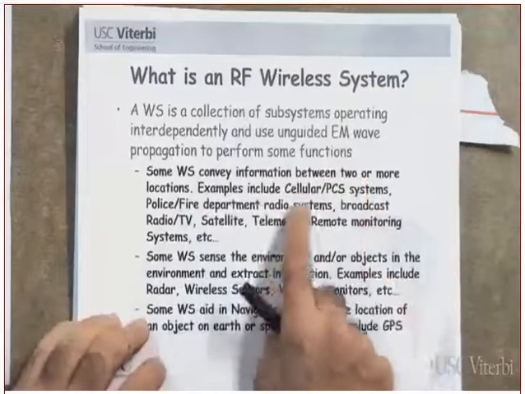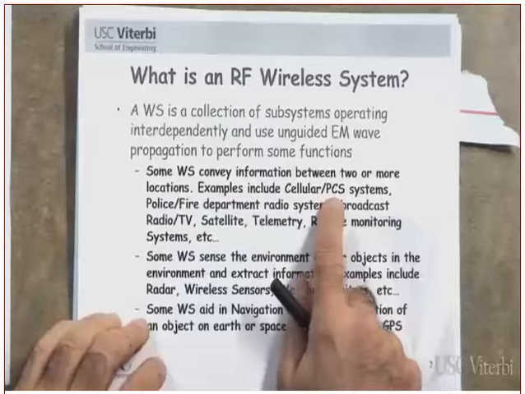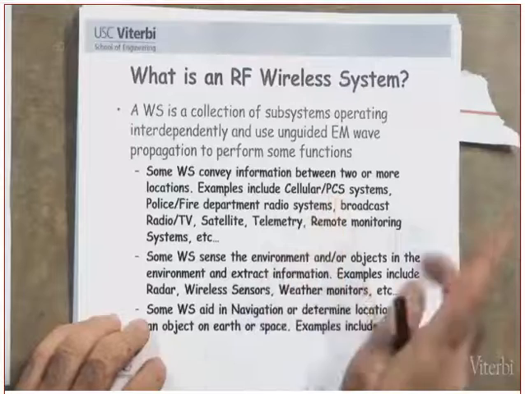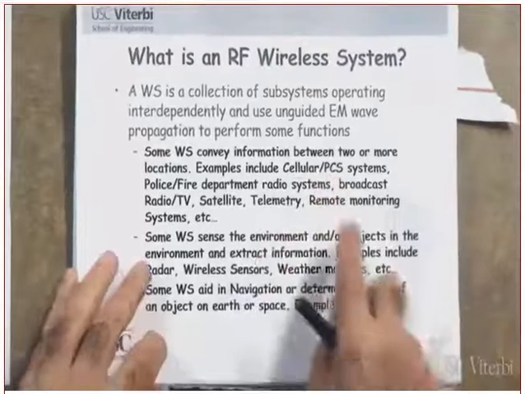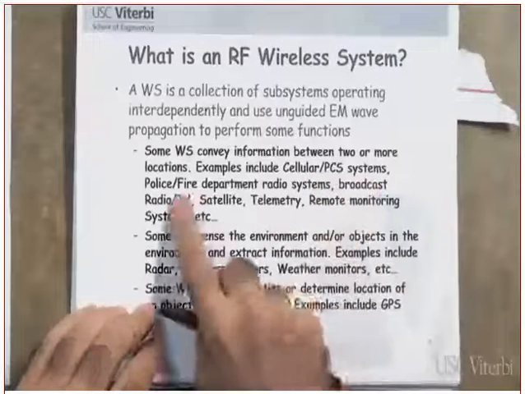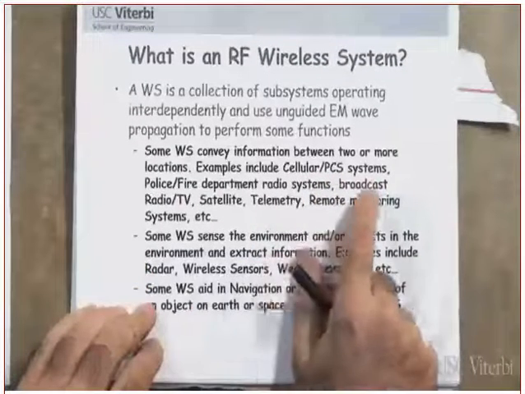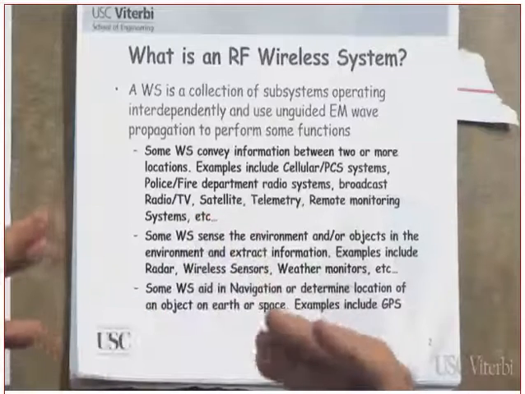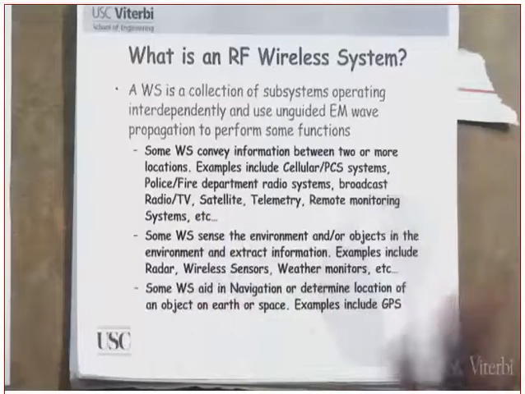For example, in a cellular system, PCS. PCS stands for what? Personal Communication Services System. PCS in the US operates in the 1.9 gigahertz band. Clear? Don't worry about this. We'll get to it later on. So, cellular PCS systems, the police, the fire department, radio systems, broadcast radio, TV, satellite, all of these are for the purposes of what? Communicating information.